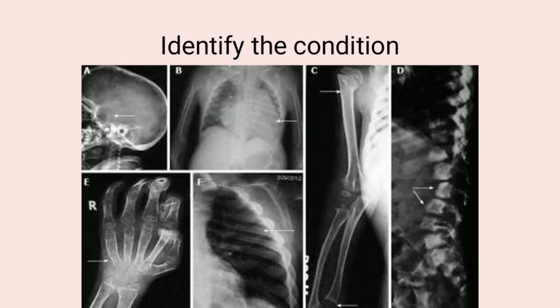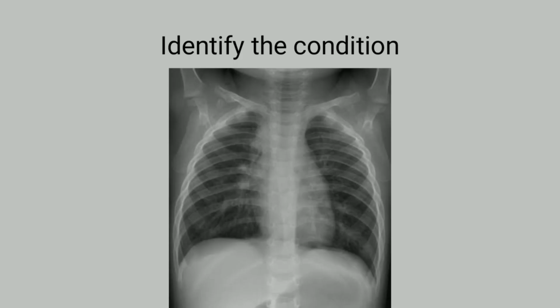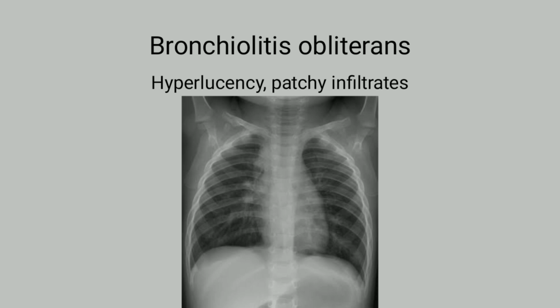Identify the condition. We can see multiple fractures of metaphysis, which is seen in battered baby syndrome. Identify the condition. Hyperlucency and patchy infiltrates are seen in bronchiolitis obliterans.